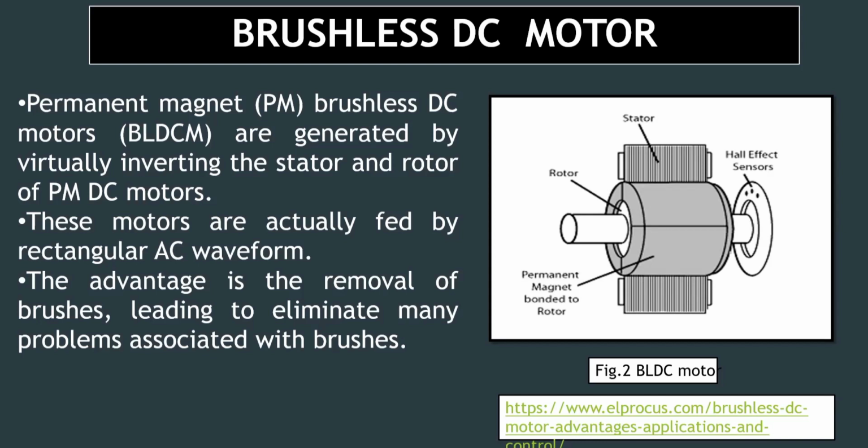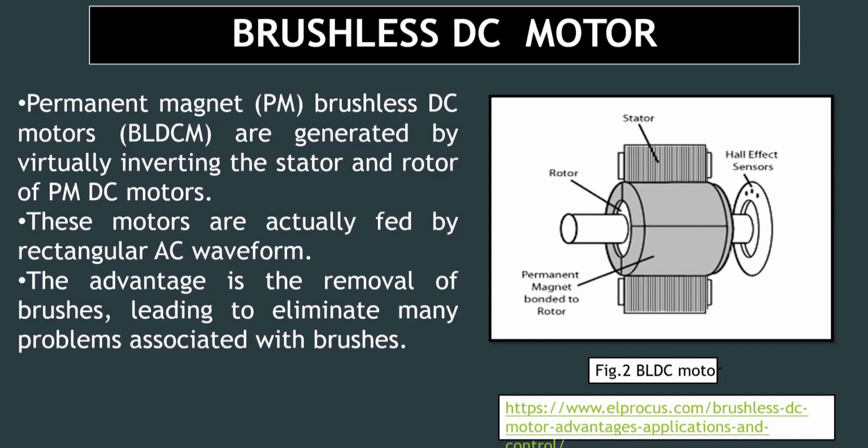So these motors are actually fed by rectangular AC waveform. One thing is very clear, they are DC motors, no doubt, but their input is rectangular AC waveform. That's why we are using Hall sensors. The advantage of this is that we are removing brushes, which means we are removing the commutator also. And we don't have any kind of sparking in it.